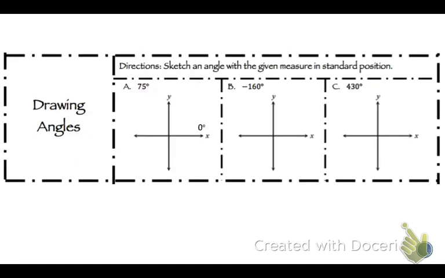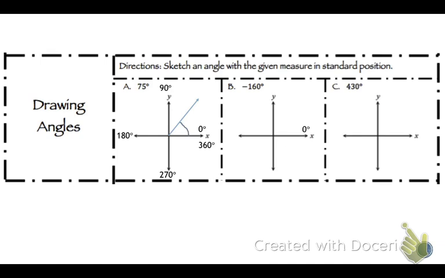So first, what I'm going to do here, that's my 0 degrees. So if we go up to the y-axis, that's going to be 90 degrees. Go another 90 degrees, that's 180. Another 90 is 270, and another 90 is 360. Okay, so to go to 70, that's going to be about right there, and there's that terminal side.